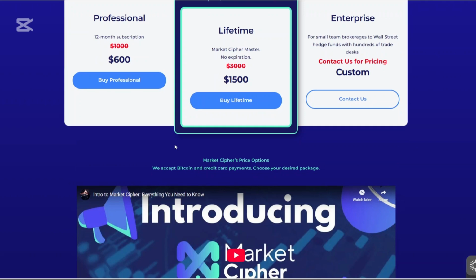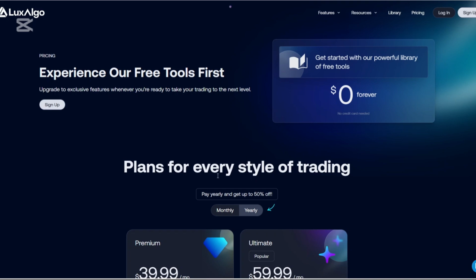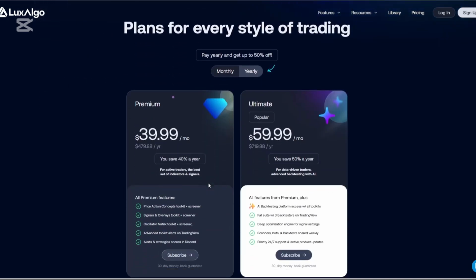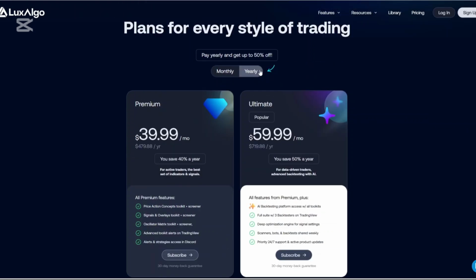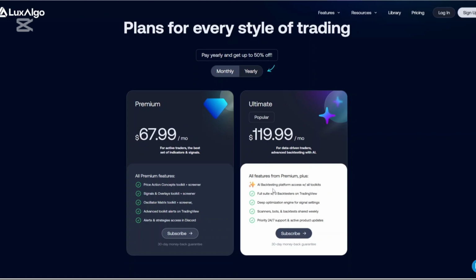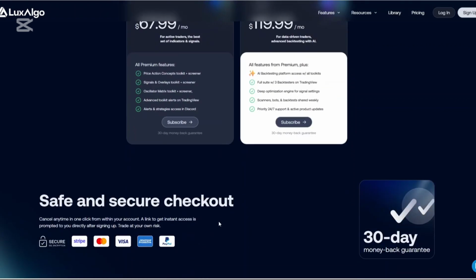Both plans include all four indicators and access to their community resources. As for LuxAlgo, it provides two basic plans, the Premium plan and the Ultimate plan. The Premium plan at $39.99 per month and the Ultimate plan of $59.99 per month. And of course, that's a discounted one because it's on the yearly subscription. If you prefer to do it monthly, the cost is going to be on the higher side. LuxAlgo also offers a 30-day money-back guarantee, allowing traders to test the platform risk-free.